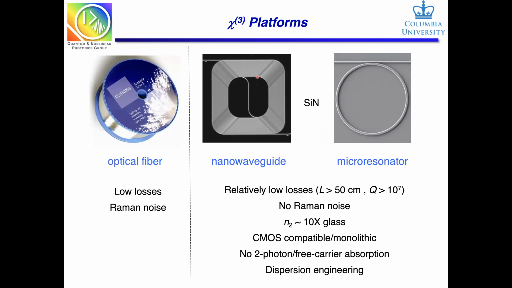So we have Chi3 platforms in which we can do this. Everything I'll be telling you about today, we do in fiber. But currently, we're working very hard on doing this in an integrated structure, which is silicon nitride. Fiber is great, but you do have to overcome Raman. Not only that, the lengths we work with are like 100 meters, so it's a lot of fiber. We prefer to do this all in an integrated structure, and that's what we're working on. A big advantage is that we can avoid Raman noise, which is always a problem inside fibers.